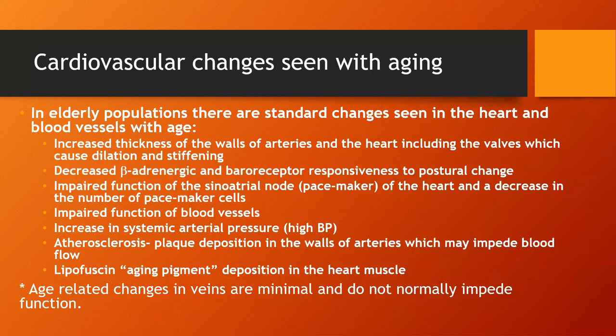We see an increase in the systemic arterial blood pressure, which is really caused by the decreased elasticity of large arteries, such as the aorta. When they lose their elasticity, they become more stiff. And so we see these higher systolic, higher systemic blood pressures, which also lead to thickening of the ventricular wall as the chamber has to work harder to compensate against these stiff vessels and this high systemic pressure.